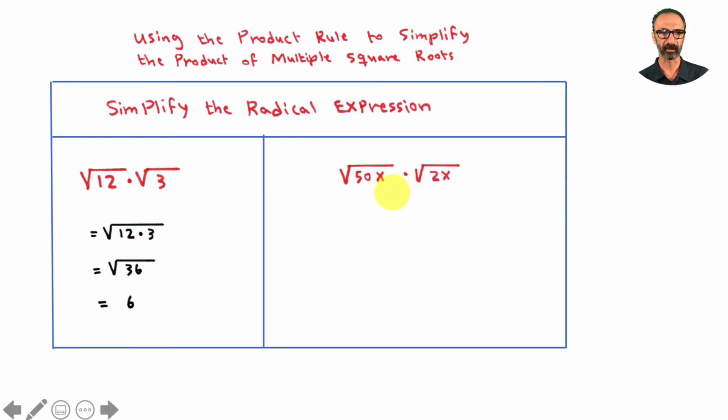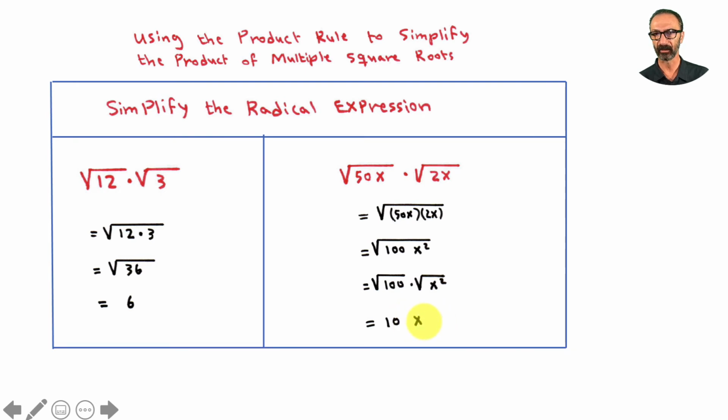Let's take another example. Let's put everything together. I could see that 50 and 2 will make 100. That's 100. X times x is x to the second. Square root of 100, square root of x to the second. This should be, on the safe side, absolute value of x. It's not actually true to write 10x because there is nothing right here giving me that x is a positive number. So I have to be careful.